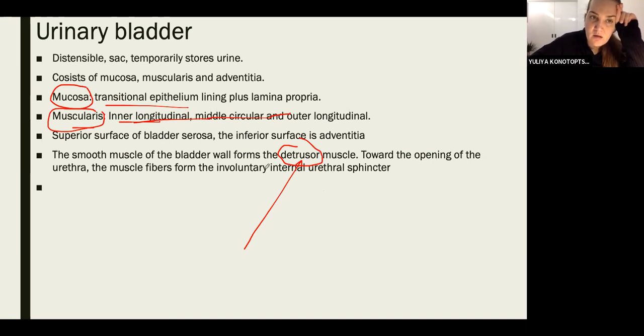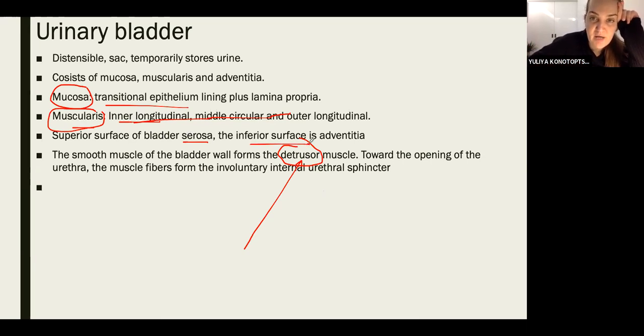Okay, the superior surface of the bladder possesses serosa, because the superior surface of the bladder is not connected to anything, right? So it's free. It's just not attached to anything. So there is no adventitia. It's just serosa. As you remember, serosa consists of mesothelial cells, right? So simple squamous cells just kind of covering the organ.